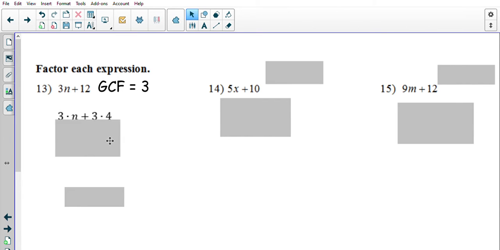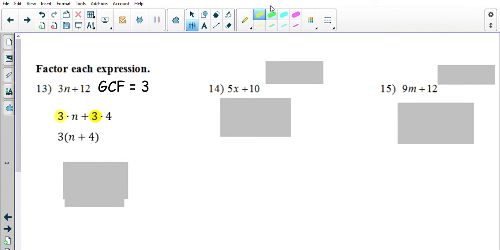So I rewrite this as 3 times n plus 3 times 4. Notice how it's a product of my GCF 3 and what's left behind. 3 times n gets me 3n, 3 times 4 gets me 12. So the 3 is going to go outside the parentheses, as you can see, and then inside the parentheses will be what's left. So the green highlighted things.